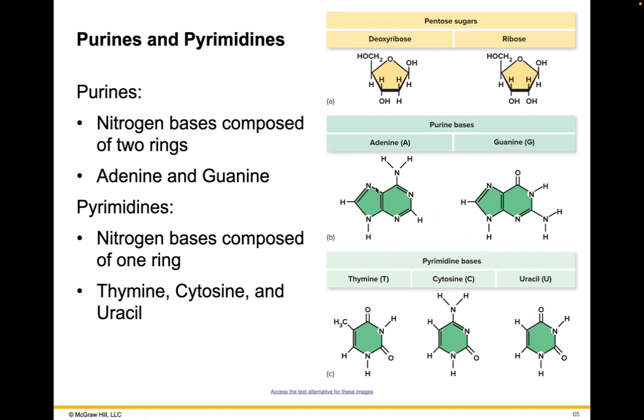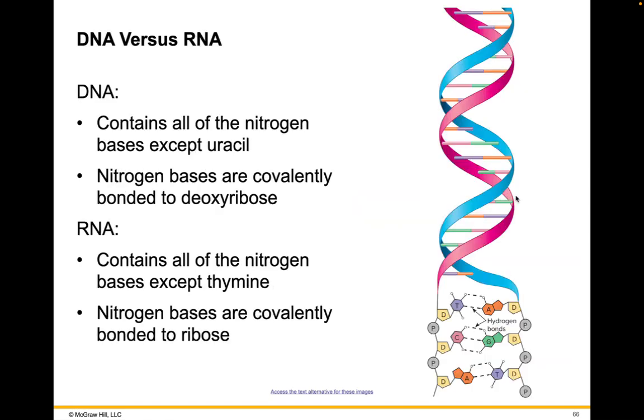What's cool is these purines, these double ring structures, are attracted to a single ring structure. So who is adenine attracted to? Well, in DNA it's thymine, but in RNA it's uracil. And who is guanine always attracted to, no matter if you're DNA or RNA? It's cytosine. And we call those base pair rules.